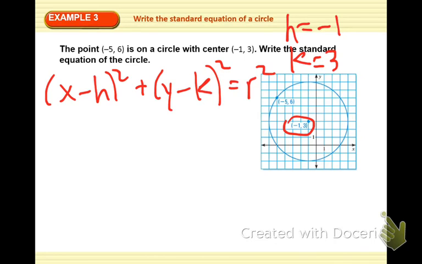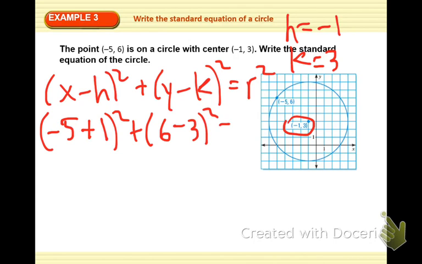So you could do the distance formula between these 2 points, but I think it's a little bit easier to just plug in x, h, y, and k. For x, I would plug in -5. So we have -5, and then minus h would be plus what? 1. -5 plus 1, we square that, plus y is going to be 6 minus k, which is what? -3 squared equals r squared.